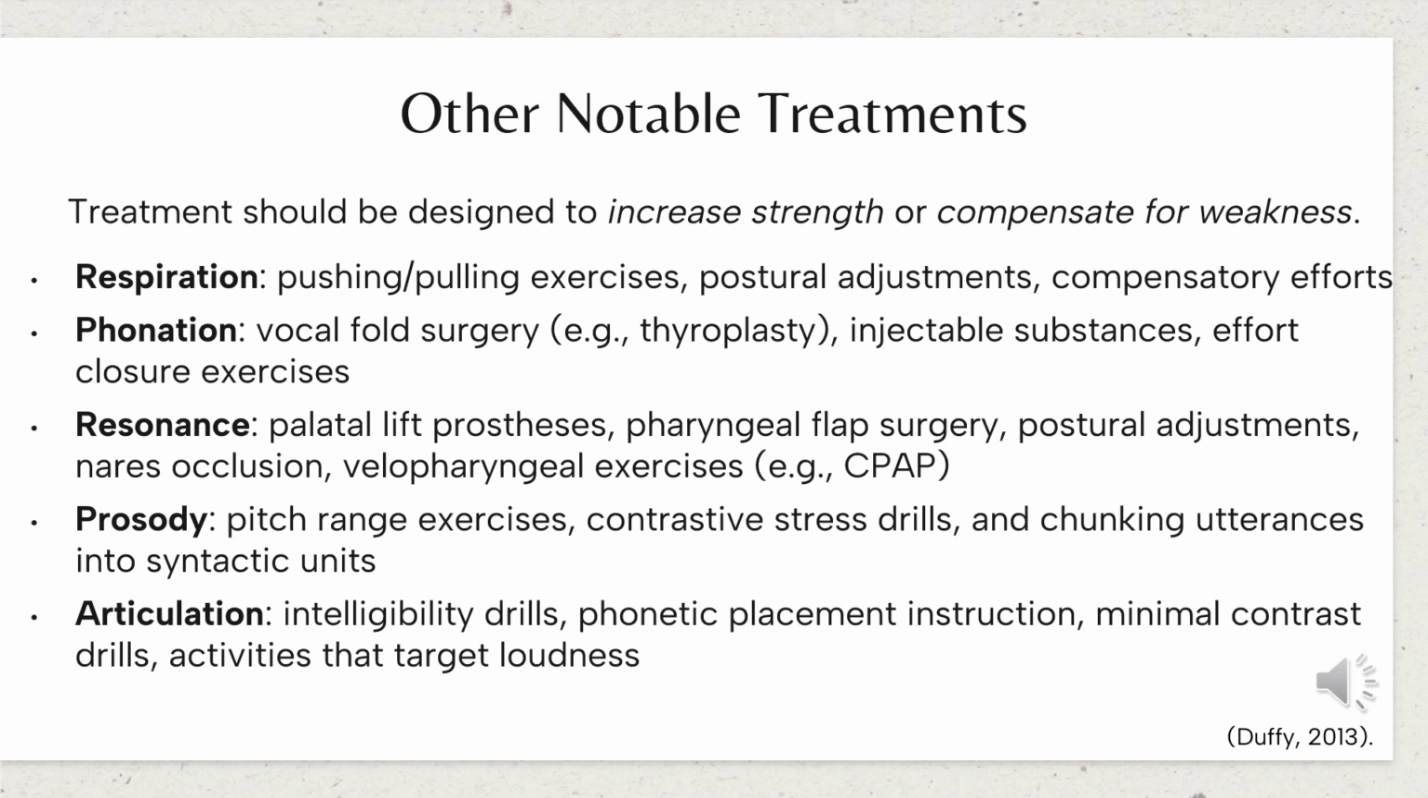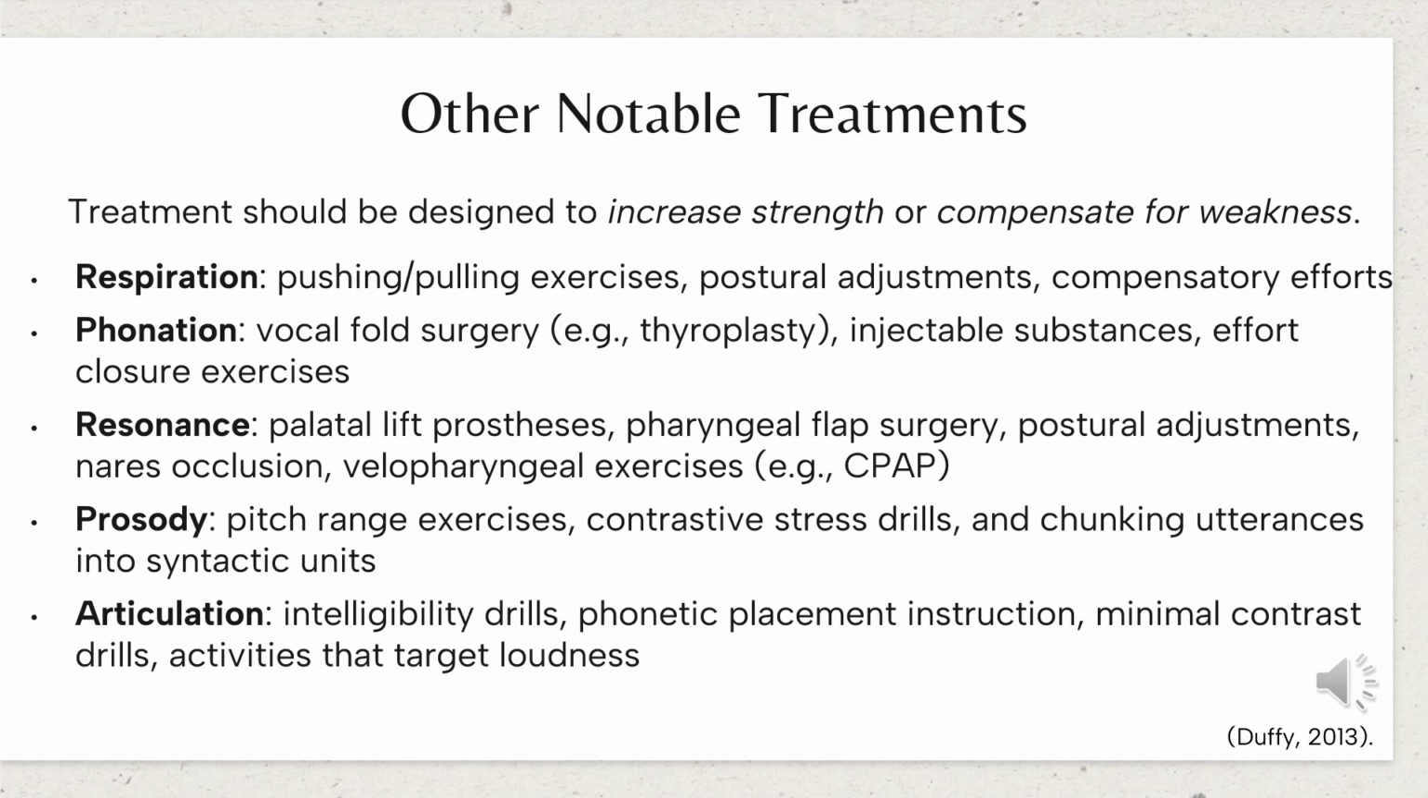Resonance and velopharyngeal function is focused on in flaccid dysarthria more frequently than in any other type. Patients with flaccid dysarthria are often candidates for palatal lift prosthesis and pharyngeal flap surgery. Postural adjustments or nares occlusion can help prevent excessive nasal flow during speech. For prosody, pitch range exercises, contrastive stress drills, and chunking utterances into syntactic units may be used to support the naturalness and intelligibility of speech. And for articulation, intelligibility drills, phonetic placement instruction, and minimal contrast drills can help with loudness, imprecise consonants, and slurred speech. Working on loudness is beneficial as it may induce changes in articulation.